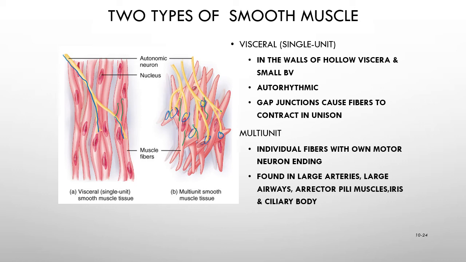And so we find these in areas where we need to have the muscle contract at specific times, and we don't want it to just spread across the cell itself. We want them all to contract at the same time. And so things like erector pili muscles, your iris, the arteries, and the large airways inside our lungs, where we're going to have bronchoconstriction and bronchodilation, all use a multi-unit type of smooth muscle.